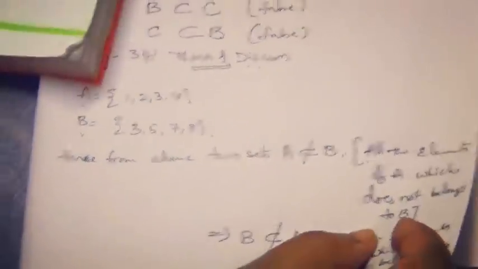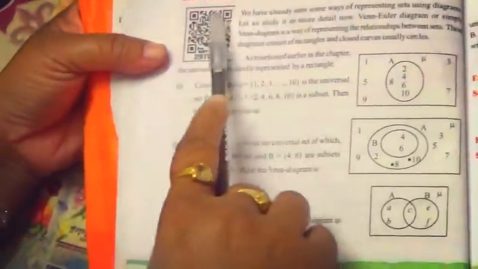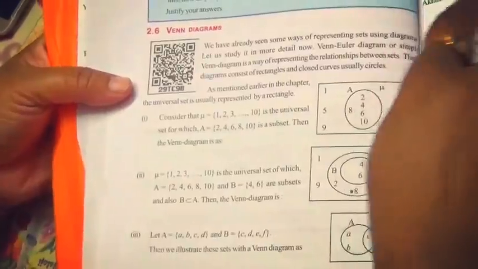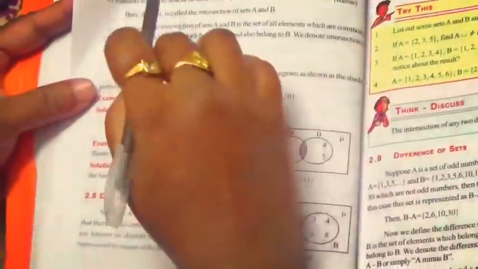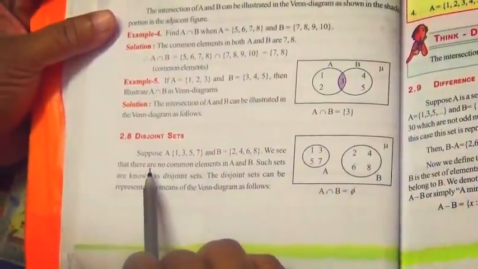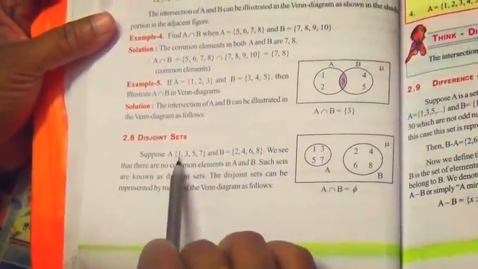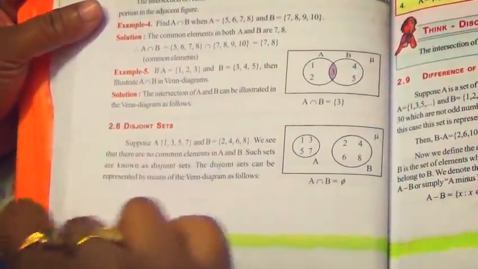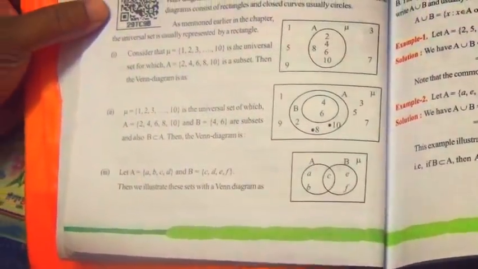Then we entered into the page number 35. After this page number 34, we have Venn diagrams on the union of sets and intersection of the sets, as well as the disjoint sets. In the introduction part, I explained to you about these three topics. So this time I'll explain the sums on these topics. Okay.